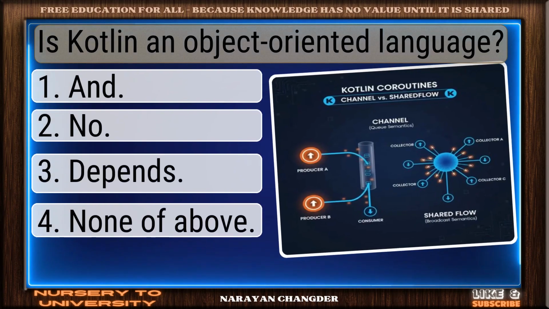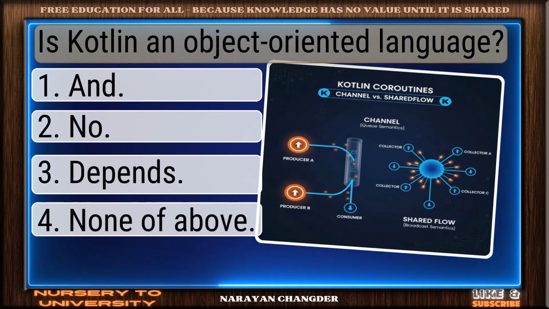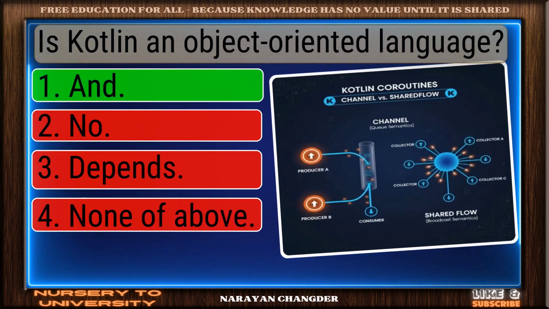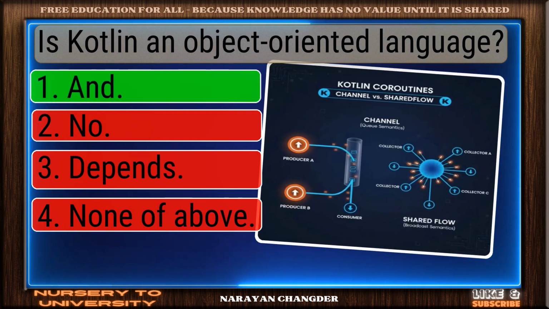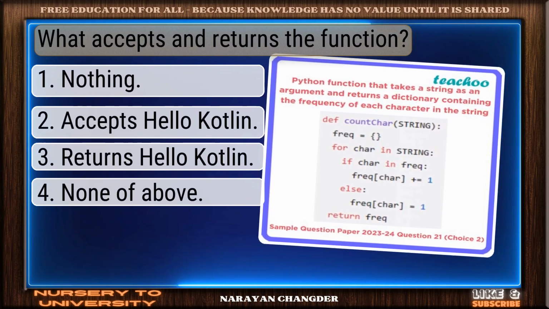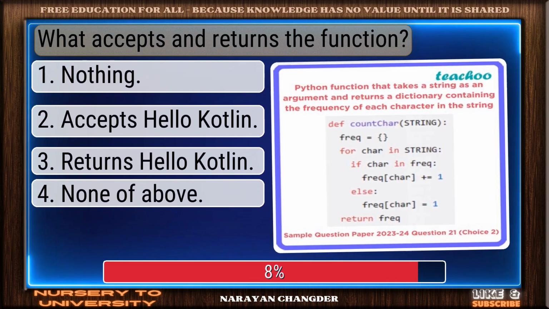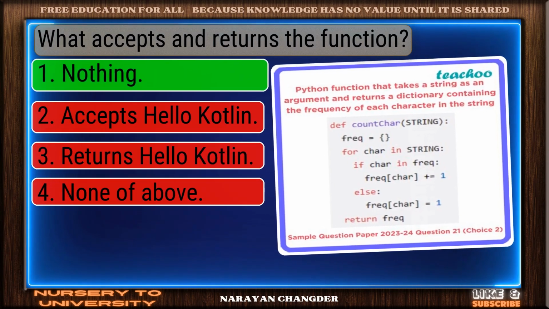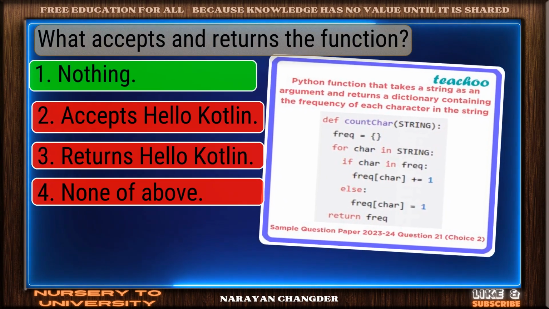Question number 65. Is Kotlin an object-oriented language? Excellent choice. Yes is the right answer. Question number 66. What accepts and returns the function? Right again. Nothing is a valid answer.